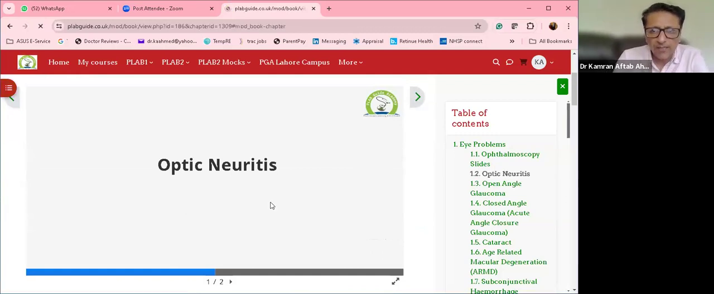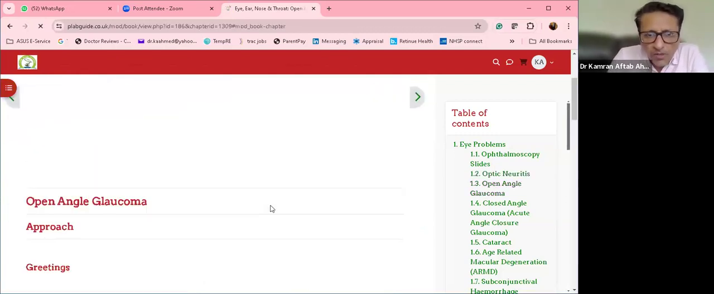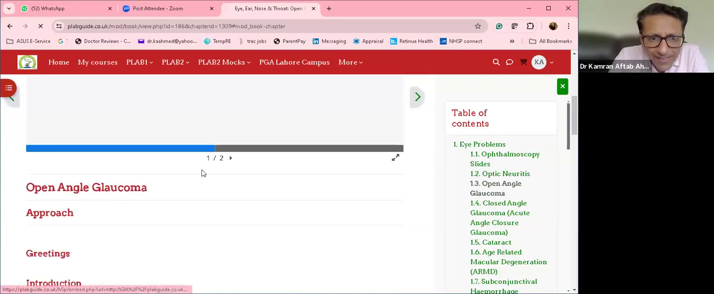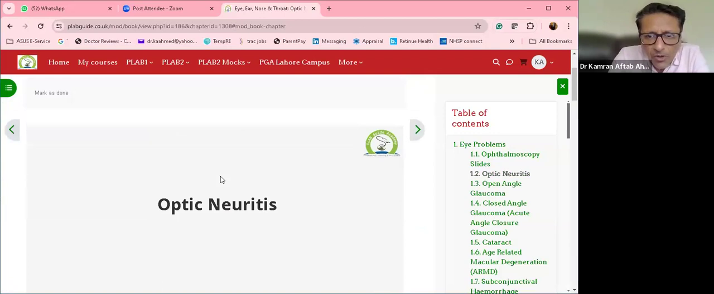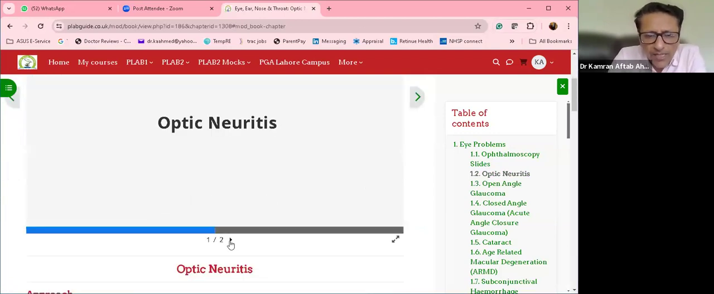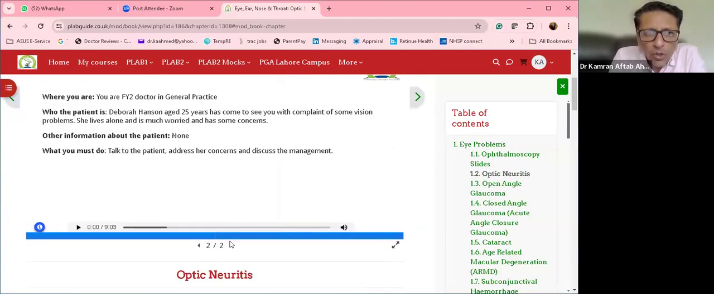All right, so optic neuritis. What is optic neuritis? Optic neuritis means inflammation of the optic nerve. Why are you concerned? You are concerned because usually it is linked with multiple sclerosis. Not always, but in most cases, it will be linked with multiple sclerosis.